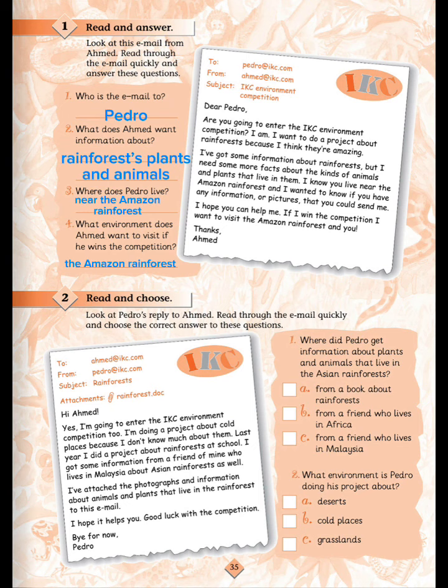Bye for now. Pedro. Number 1. Where did Pedro get information about plants and animals that live in the Asian rainforests? C. From a friend who lives in Malaysia. Number 2. What environment is Pedro doing this project about? B. Cold places.